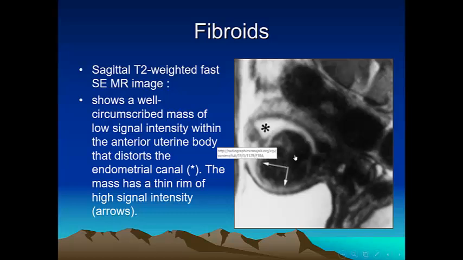Another case, but here there is indentation of the endometrium, but less than 50% of the fibroid is indenting, so this is interstitial reaching submucous, type 3. So here there is a well-circumscribed mass of low signal intensity within the anterior uterine body, which distorts the endometrial canal, and the mass has a thin rim of high signal intensity surrounding it. This is a differential point from focal adenomyosis. The thin rim of high signal intensity means it is a pseudocapsule, and we can differentiate it from focal adenomyosis.